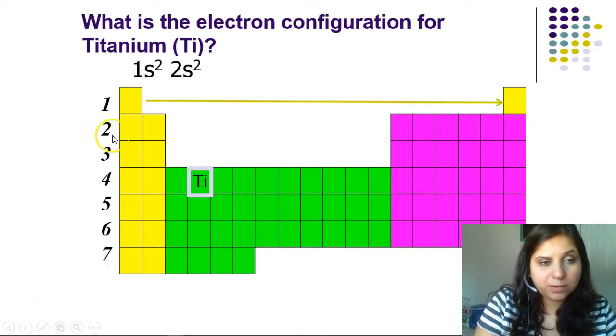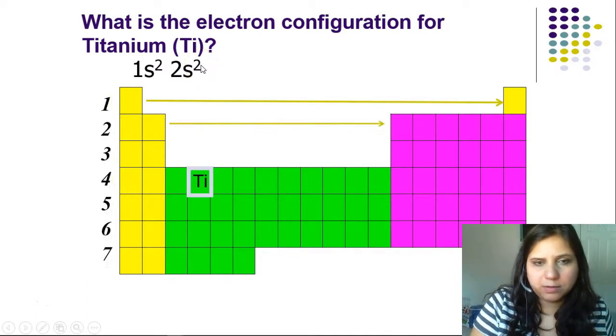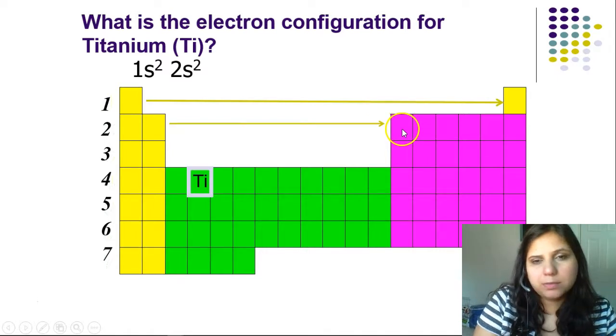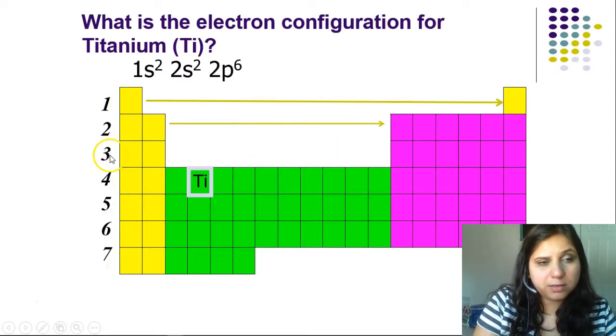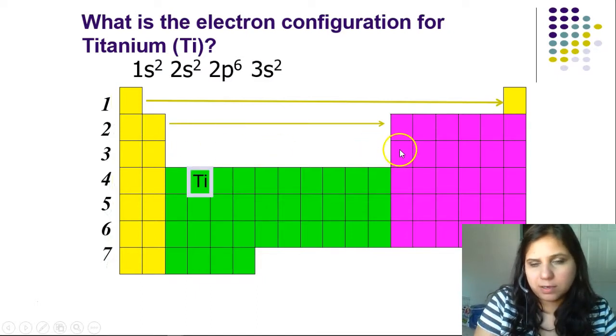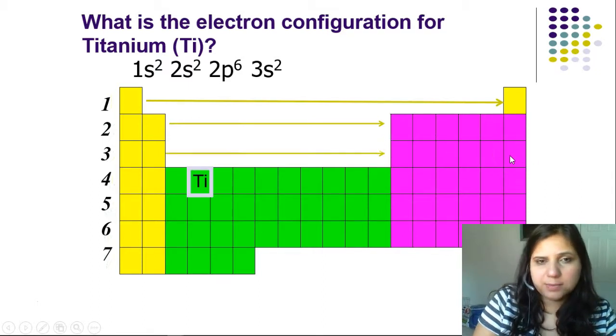This is the second row, s block, 2 steps. Go across. Now we are still in the second row, p block, 6 steps. Okay, and then across to the third row, s block again, 2 steps. All right, now we are in the third row, p block, 6 steps.